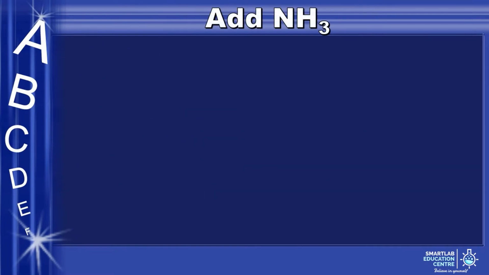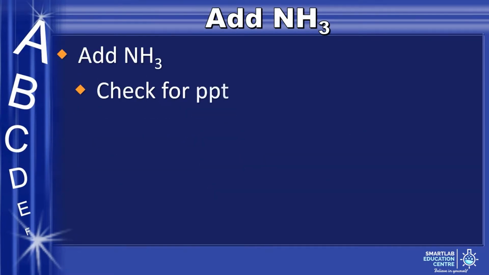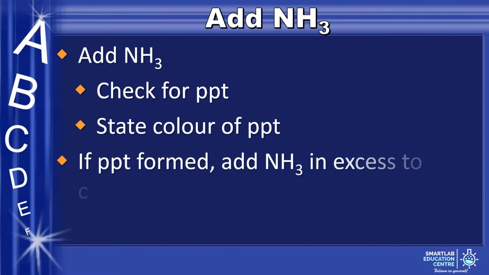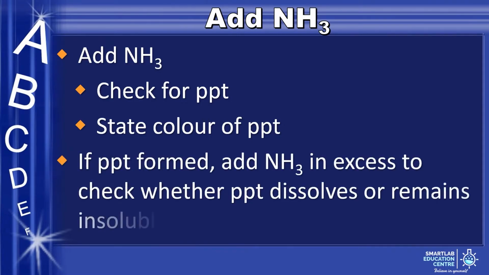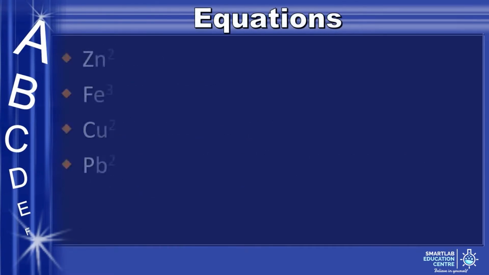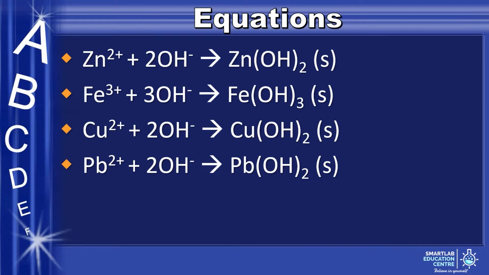The second test is to add ammonia and similarly check for a precipitate and state the color of precipitate, and afterwards, if a precipitate is formed, add ammonia in excess to check whether the precipitate dissolves or remains insoluble. Here are some examples of cations that would form a solid when added with sodium hydroxide.